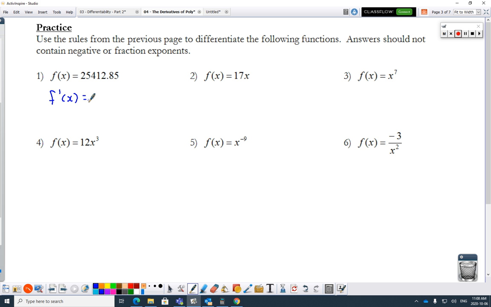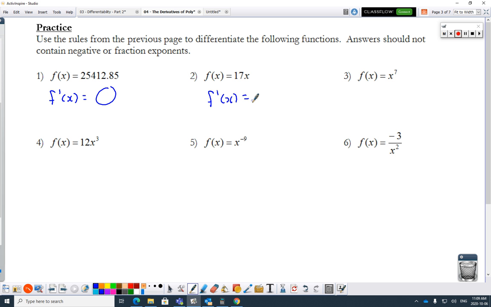The derivative of, and I'm trying to be funny here to make sure you're right with me. What's the derivative of 25,412.85? 0. Having trouble visualizing that? What does the line y equals 2 look like? This. Y equals 10 looks like this. Y equals 25,000, it's way up here, but it's just a horizontal line. What's the slope? 0. Okay. Maria, this one's for you.